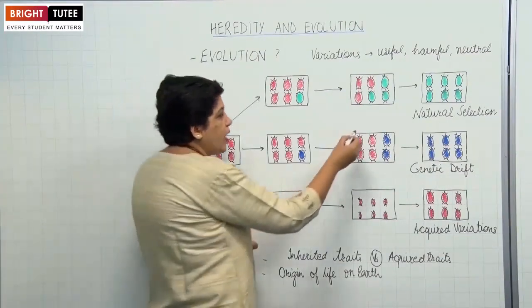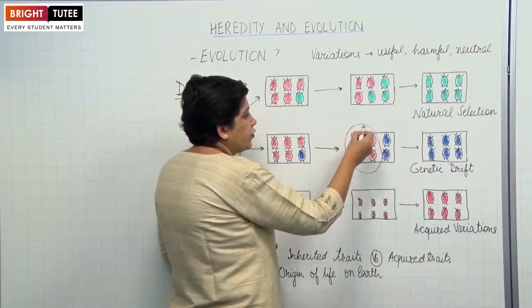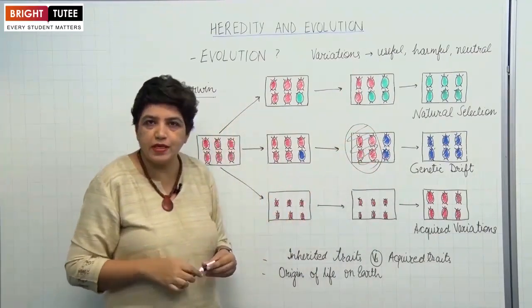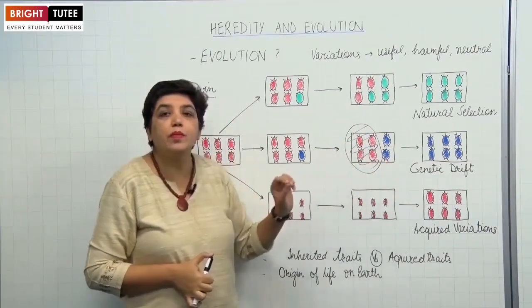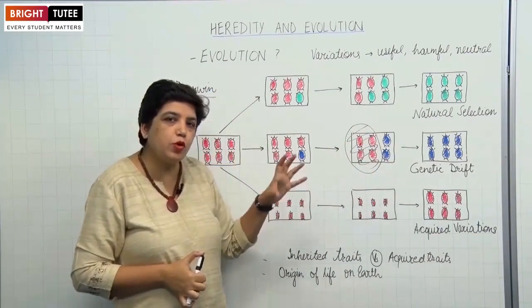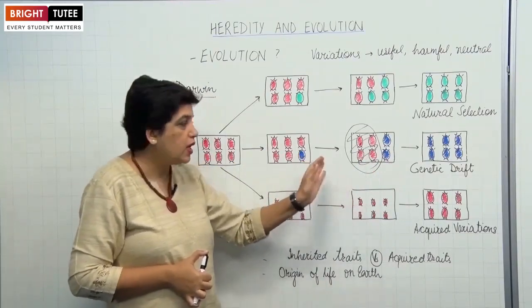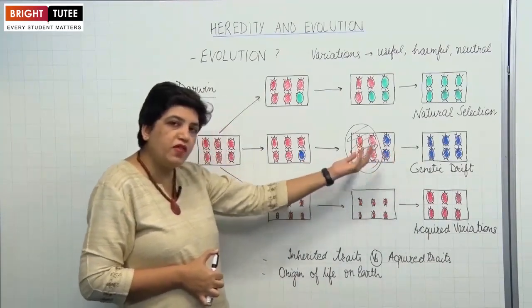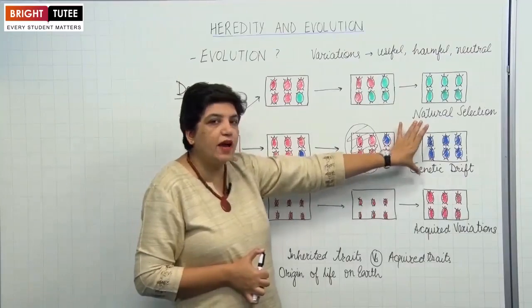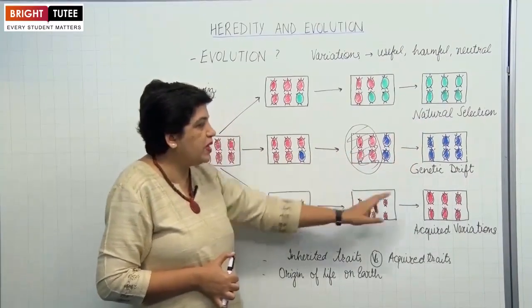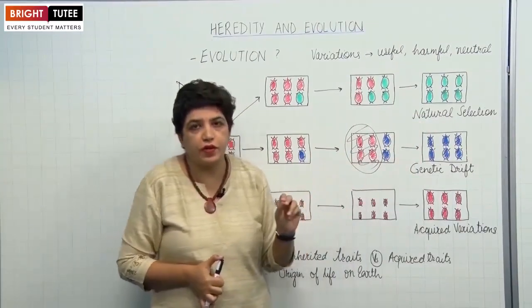What happened? By chance, under the feet of the elephant, the red beetles died. All the red beetles died. What remained were blue beetles. So, these blue beetles, when they reproduce, will pass on the blue color to the offspring. So, slowly, the red beetle will be wiped out and we will have a good population of the blue beetles. This phenomenon is known as genetic drift.